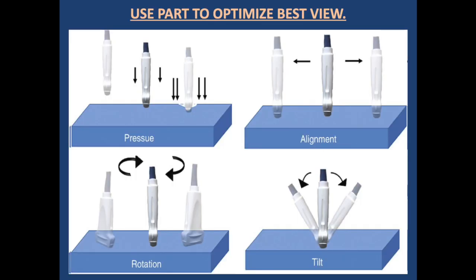This is the diagram showing the PART maneuver. The P denotes pressure and the A denotes alignment, up and down movement to have the best view. Then R for rotation, then T for tilt.